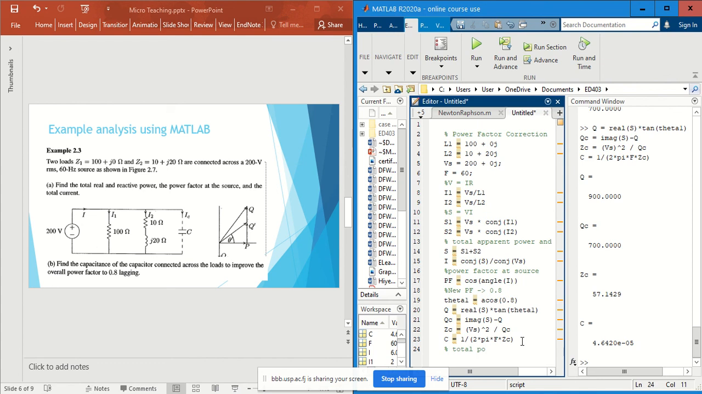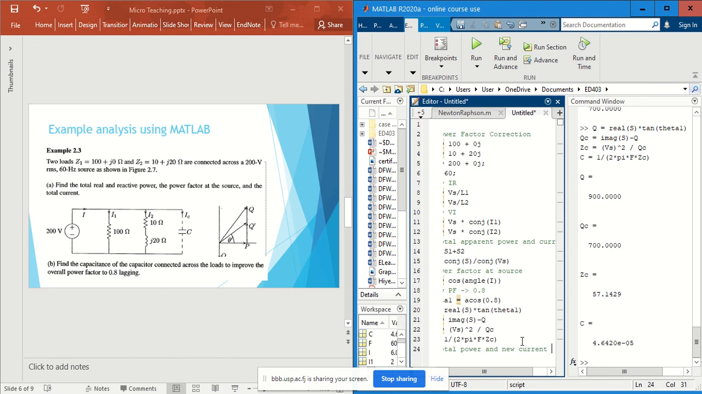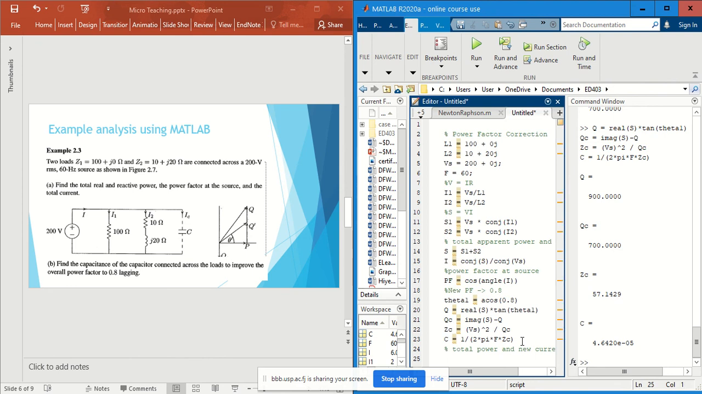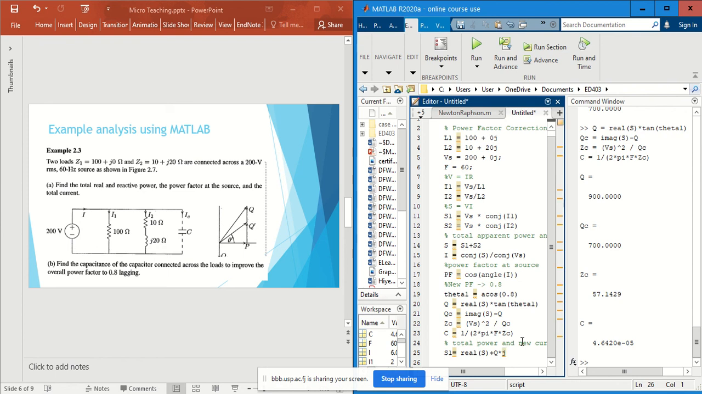So total power and new current. So the new current, we'll put it as S1, is equal to real of S plus Q times j.